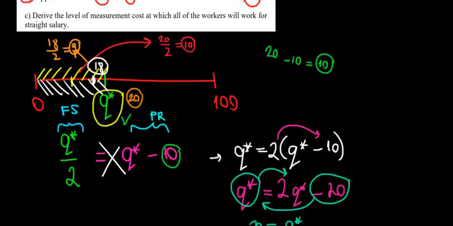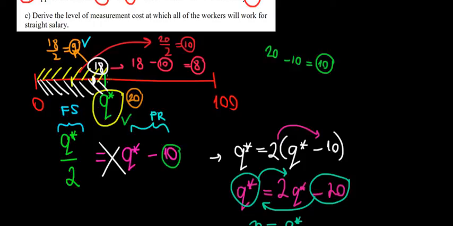Now, under the piece rate, how much would he get? Well, he produces 18. It costs him 10 to prove himself. 18 minus 10 is equal to 8. What do we notice? Well, 9 is greater than 8. So yes, he does benefit from a straight salary, because the productivity is so low, and the cost of measuring his output is so high, that it's not worth it for him to prove himself. That's the intuition.